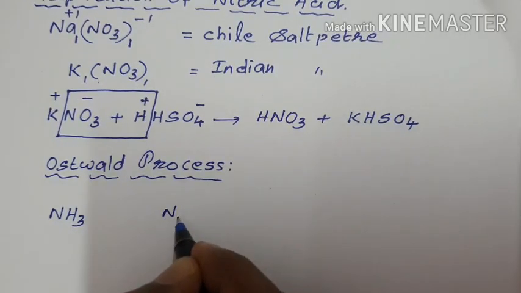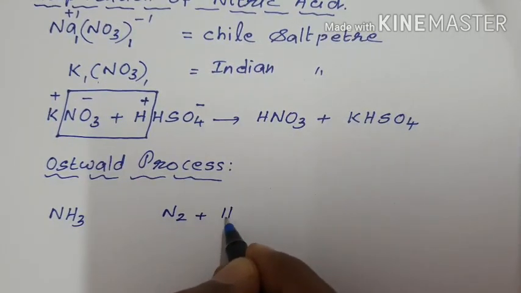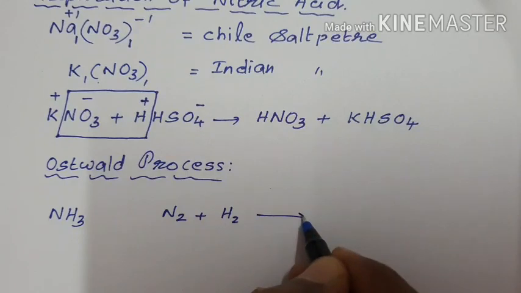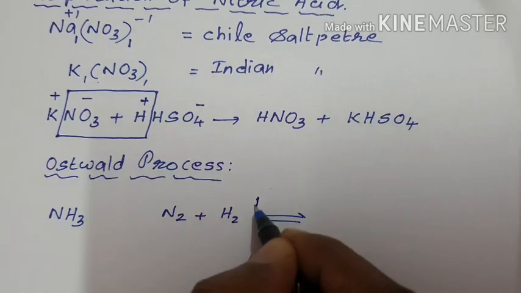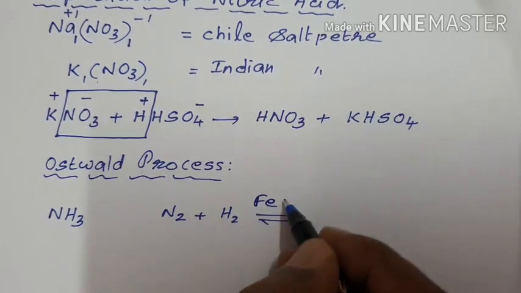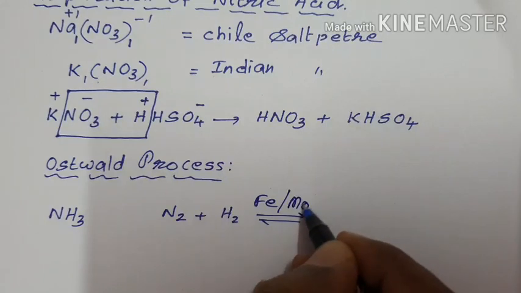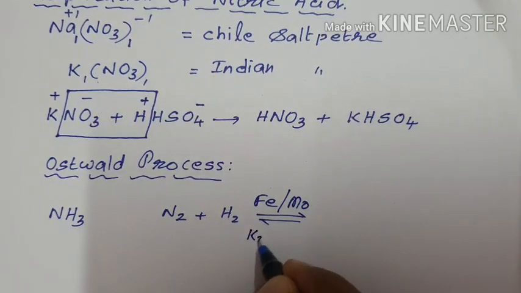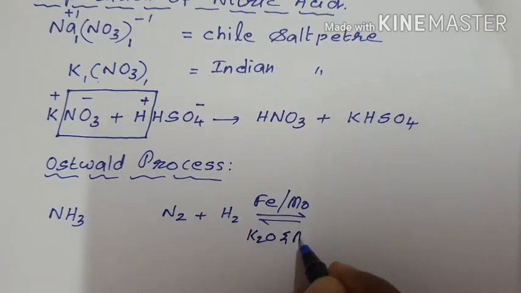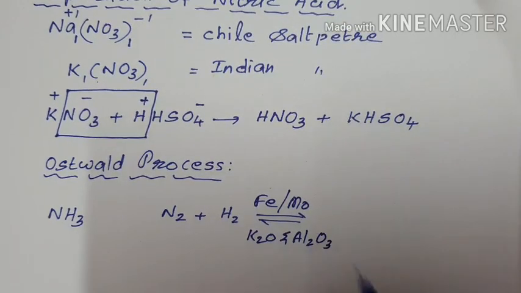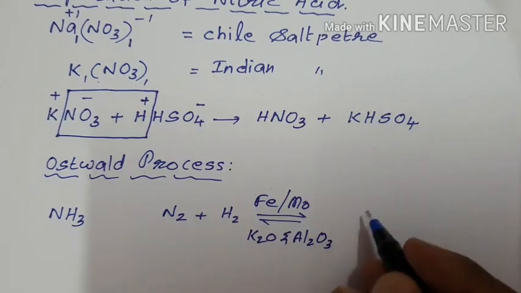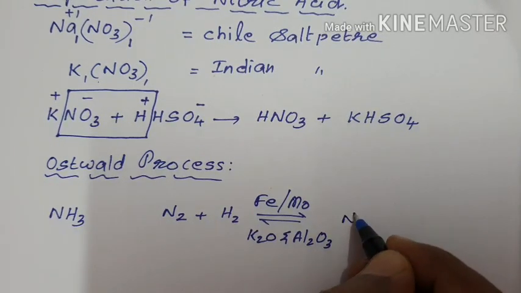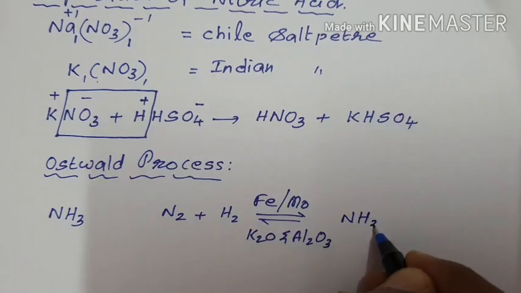N2 mixed with H2, it is an equilibrium reaction, heated in the presence of iron catalyst. In this reaction, molybdenum is used as a promoter, and potassium oxide and aluminum oxide are used to attain the equilibrium quickly. Nitrogen reacts with hydrogen to form ammonia, NH3.